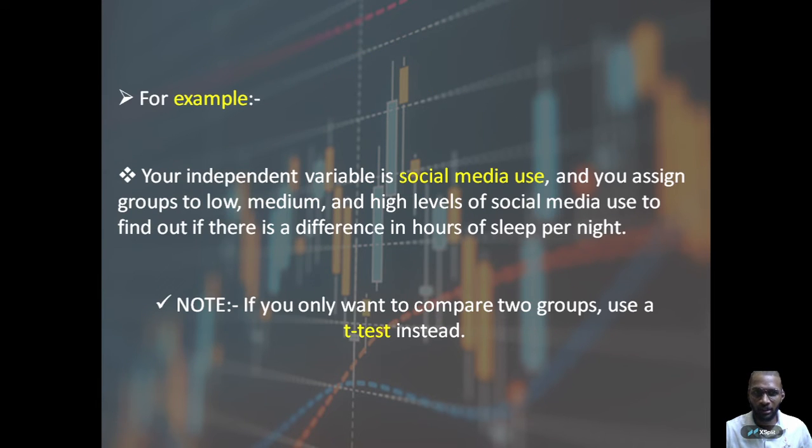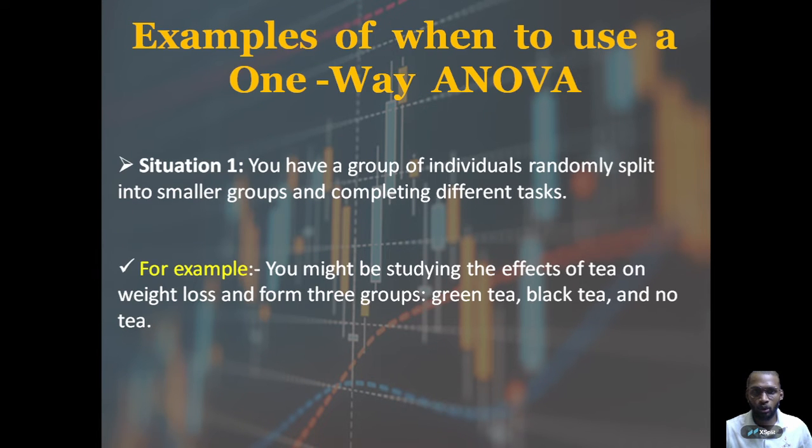For example, your independent variable is social media use, and you assign groups to low, medium, and high levels of social media use to find out if there is a difference in hours of sleep per night. Note, if you only want to compare two groups, use a t-test instead. So let us see examples of when to use a one-way ANOVA.